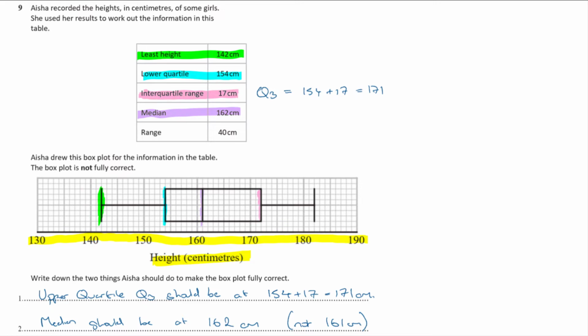Okay. Now, what's the last thing she did here? Range is 40 centimetres. Is that correct? The greatest height then should be at 142, the least height plus the range, that's 182. Now, actually, that is correct. Ran out of colours. Maybe use yellow again. So then the greatest height should be 182, which is correct. That one is all right. Okay, so we found all the errors. It's the median, and it was the upper quartile that was wrong.